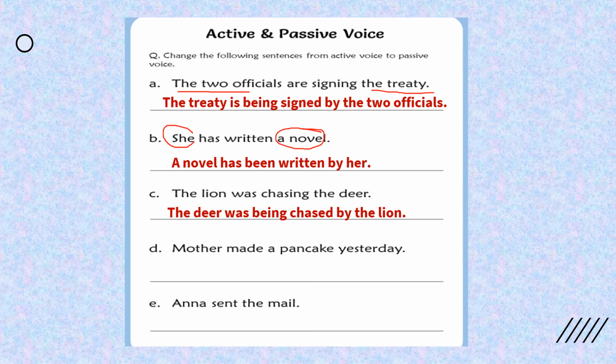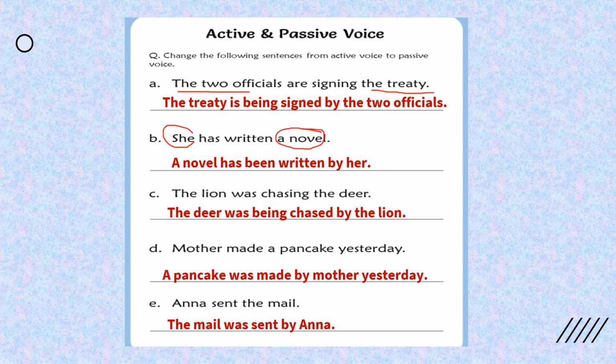Mother made a pancake yesterday. A pancake was made by mother yesterday. Anna sent the mail. The mail was sent by Anna.